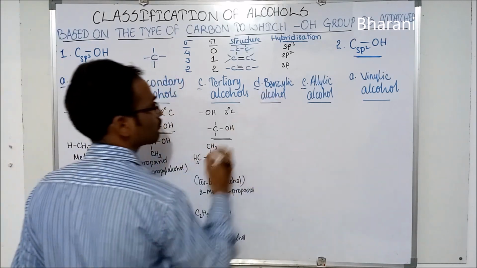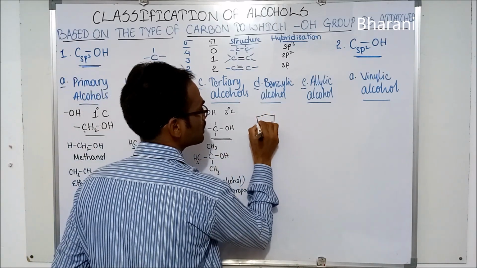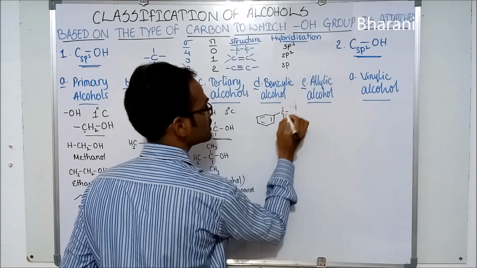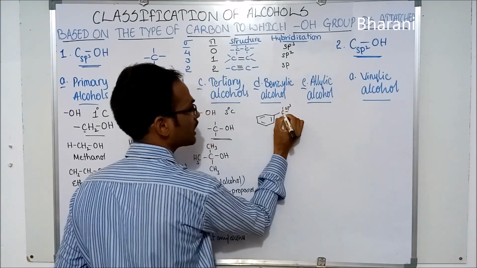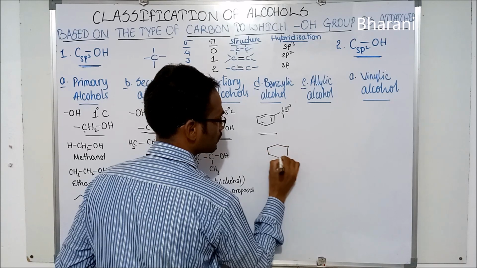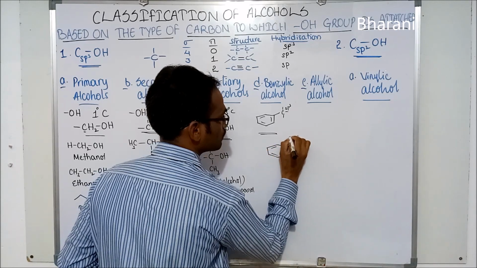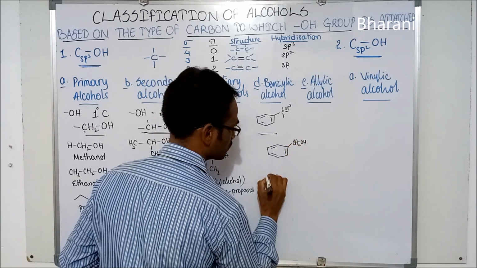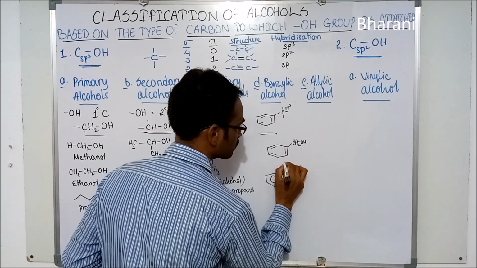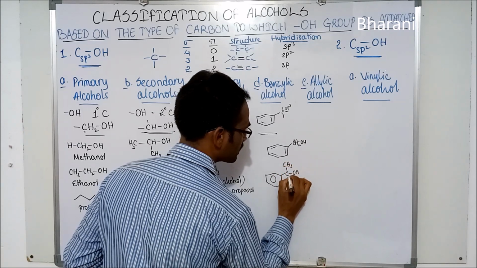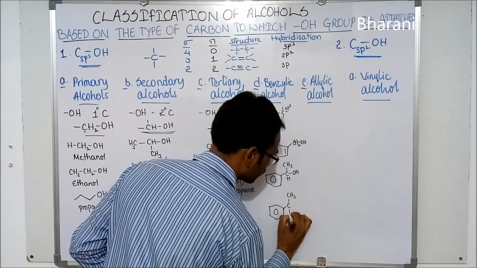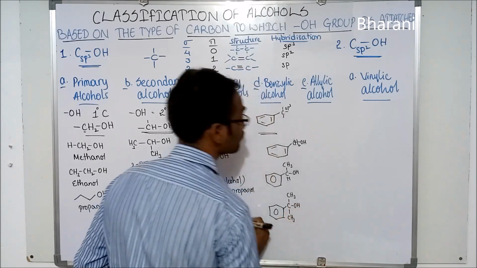Another one, benzylic alcohols. An sp3 hybridized carbon which is attached to a benzene ring is said to be a benzylic carbon. So this is an sp3 hybridized carbon which is attached to a benzene ring, and it is called a benzylic carbon atom. Now here, CH2OH is a primary benzylic alcohol. With CH3, it is a secondary benzylic alcohol, and the one I am going to give you is a tertiary benzylic alcohol.